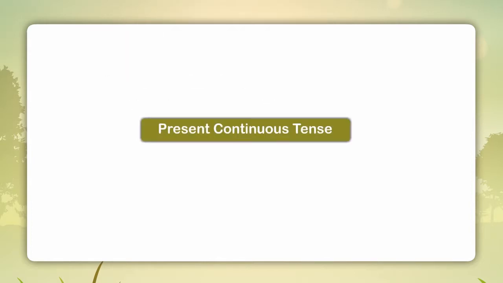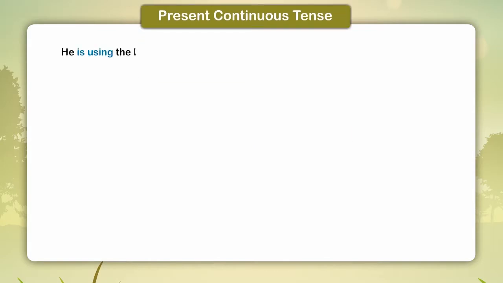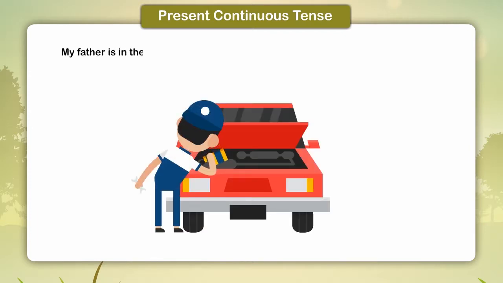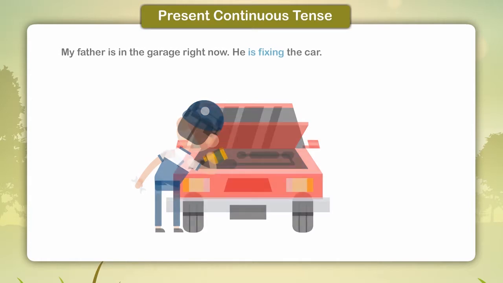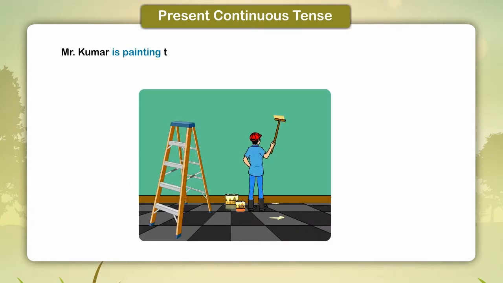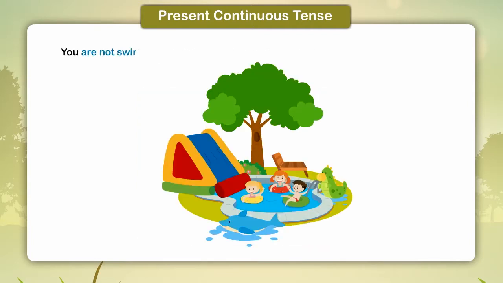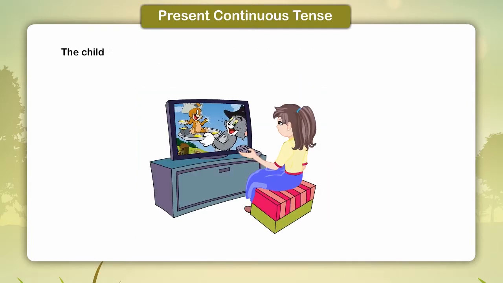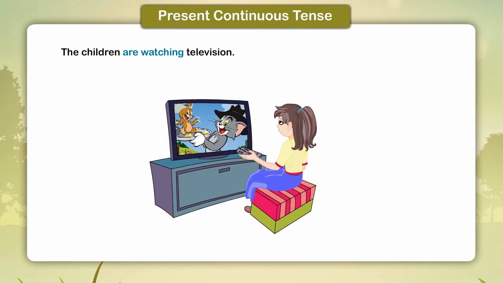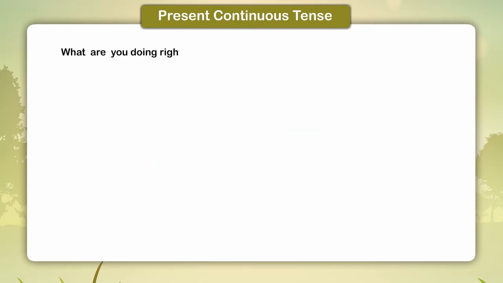Present continuous tense. He is using the internet and you are studying grammar at the moment. My father is in the garage right now. He is fixing the car. Mr. Kumar is painting the walls of his house right now. You are not swimming now. The children are watching television. What are you doing right now?